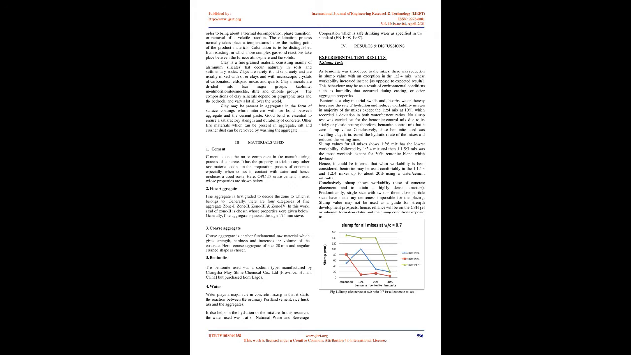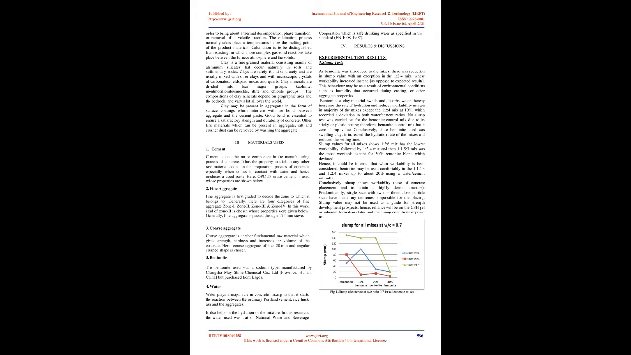Pozzolans are classified into natural materials and artificial. Artificial ones are mostly industrial byproducts. Bentonite needs to be calcined from its crystalline form for better performance. According to Sosa and Molin, 2005, calcination, also referred to as calcining, is the thermal treatment process applied to ores and other solid materials in order to bring about a thermal decomposition, phase transition, or removal of a volatile fraction.